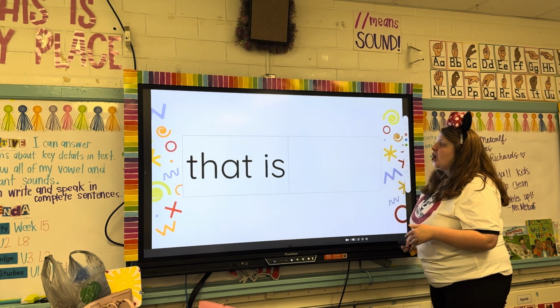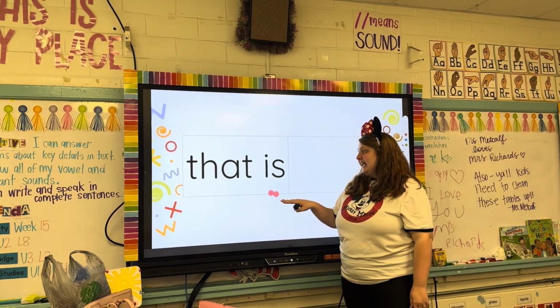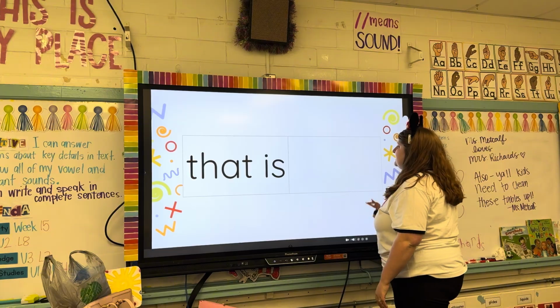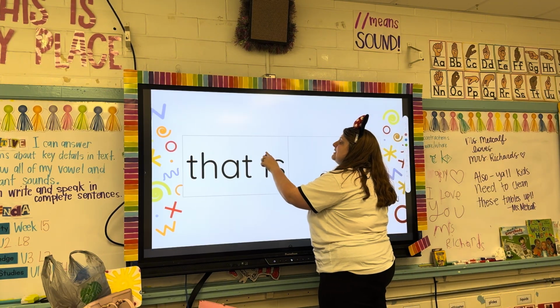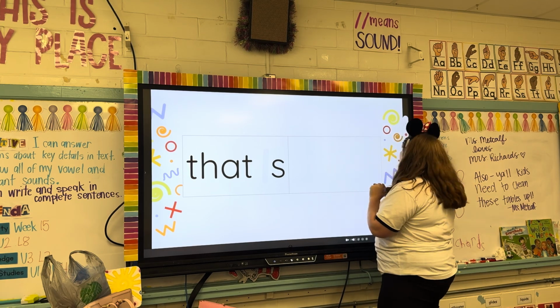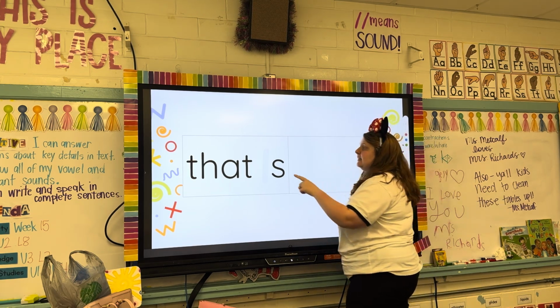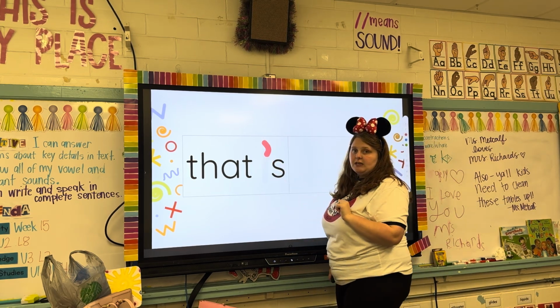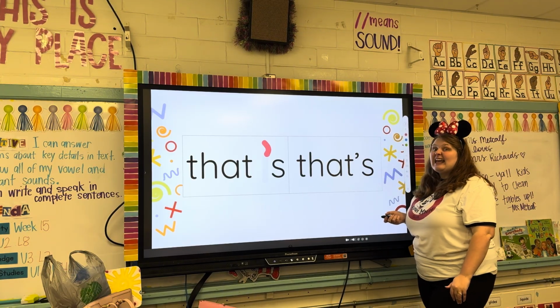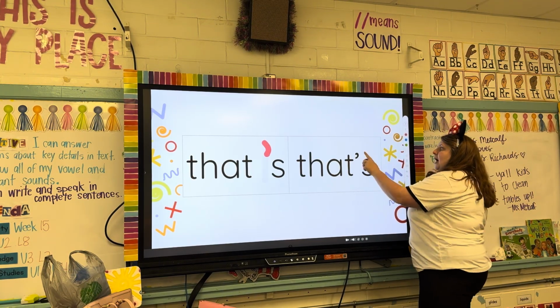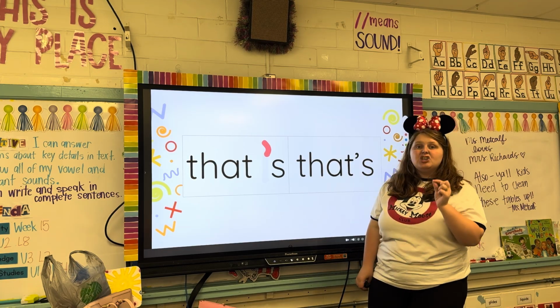My next word also has is as the second word. That is. And if is the second word, the letter that we chop out is I. And in place of that I put an apostrophe. So my contraction from that is that's. Again, the apostrophe is where the I used to be.